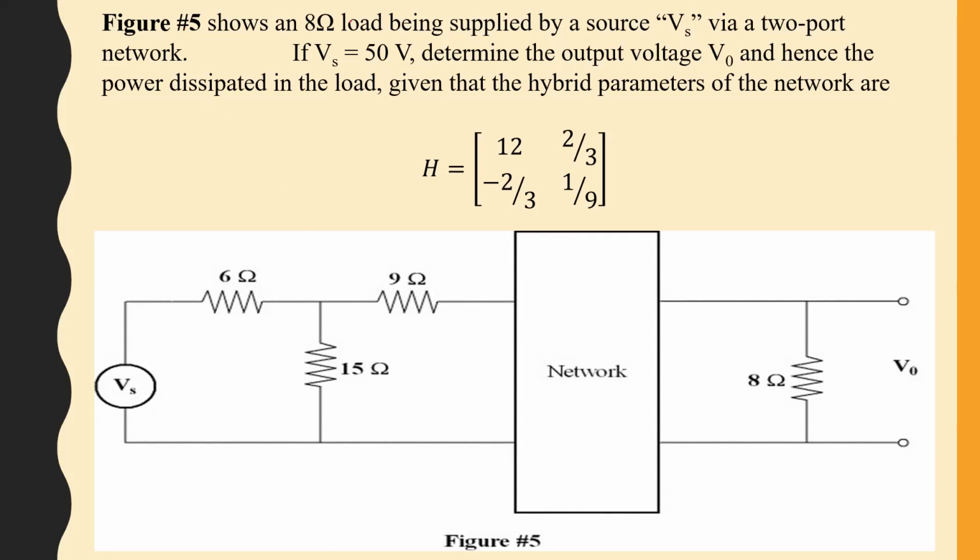Figure 5 shows an 8-ohm load being supplied by a voltage source Vs via a 2-port network. If Vs equal 50, determine the output voltage V0 and hence the power dissipated in the load. Given that the hybrid parameters of the network are, and you have those hybrid parameters, and here's your network, okay? You have 15 minutes.